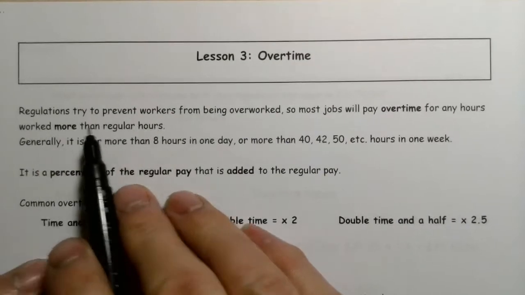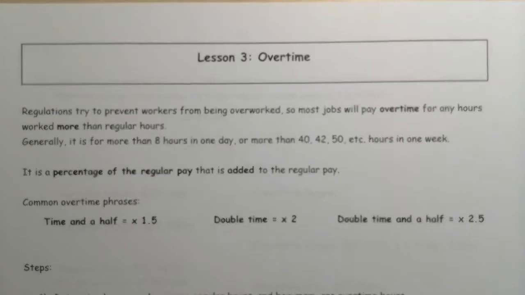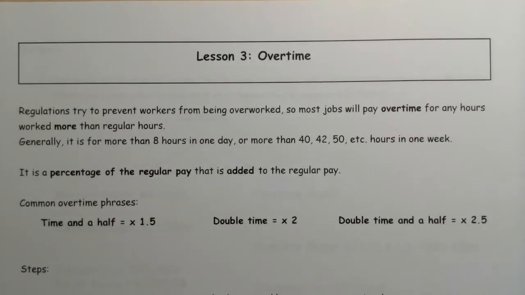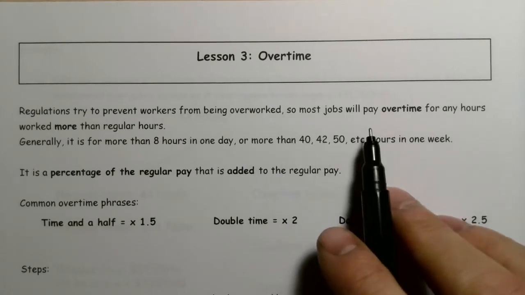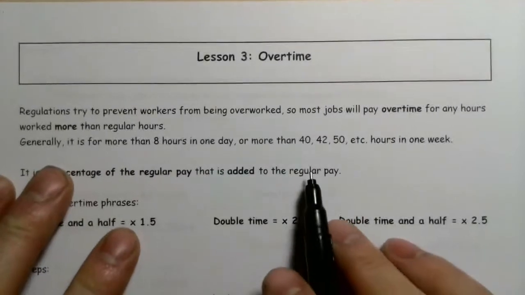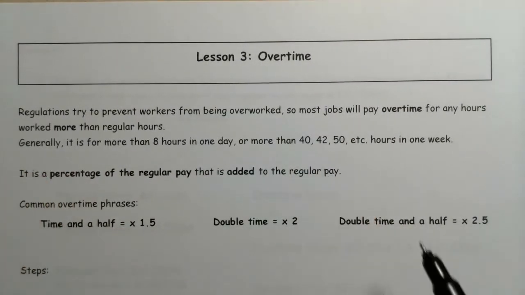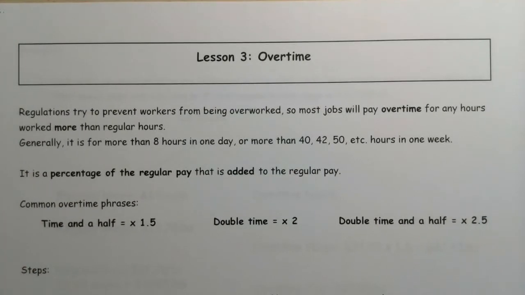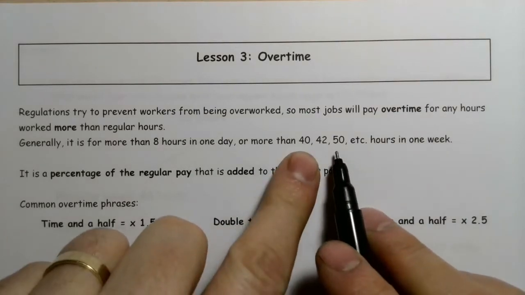So, like it says right here, there are regulations in place to prevent workers from being overworked or from being used by the employers. Most jobs will pay overtime for hours that go beyond the regular work hours, and generally that is about 8 hours in a day. So that amounts to about 40 to 50 hours in a week, kind of whatever's agreed upon. There's your regular work week.